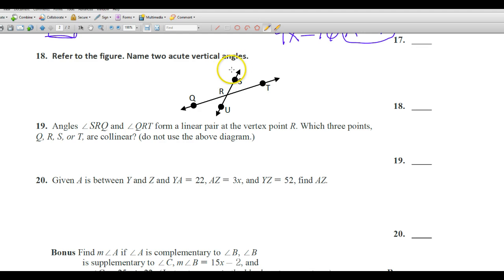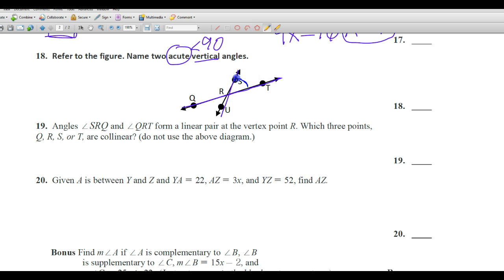Refer to the figure, name two acute vertical angles. So, keyword here, acute, less than 90. Vertical angles: whenever you have intersecting lines, the vertical angles are the non-adjacent ones. These two are vertical angles, as well as these two are vertical angles. Now, we can clearly see that these two are obtuse, greater than 90, so that's not my answer.